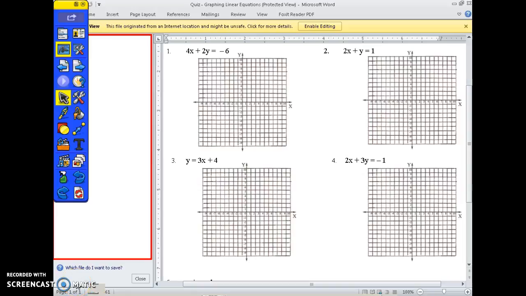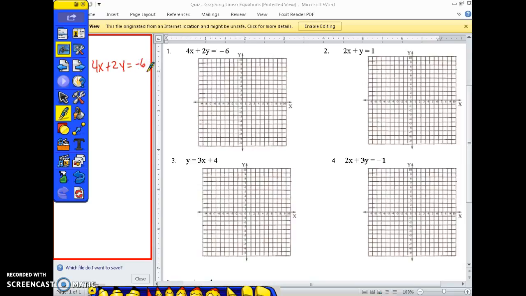I'm going to review solving and graphing equations in standard form. This is the quiz that we just took. So for number 1, I have 4x plus 2y equals -6.